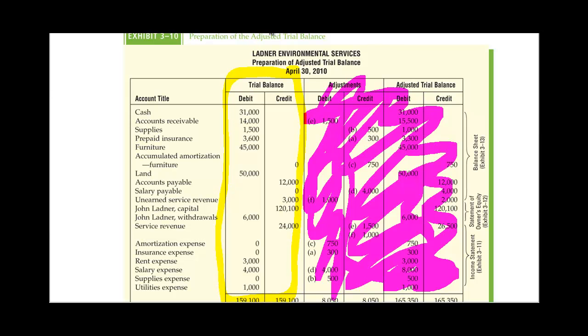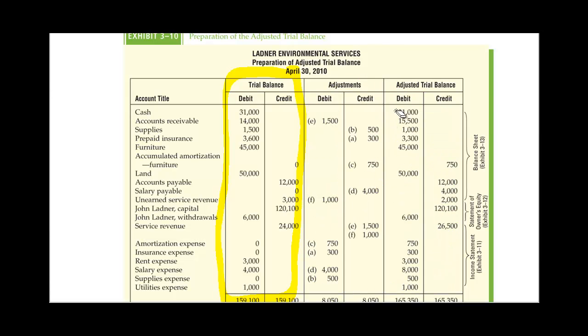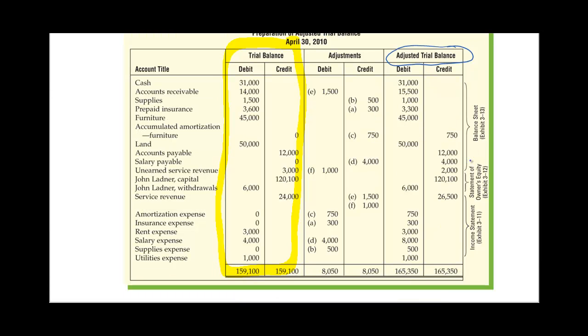Having done these adjusting entries, what we can do is post the adjustments into some new columns here. In so doing, we're going to post the adjustments and then come up with the final adjusted trial balance that will reflect the correct balances in the accounts, and based on them we will be able to produce the balance sheet, statement of owner's equity, and income statement.